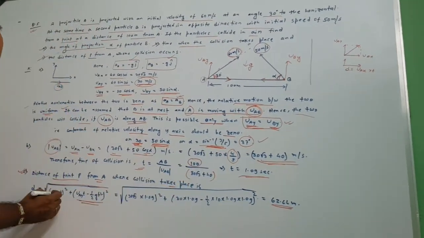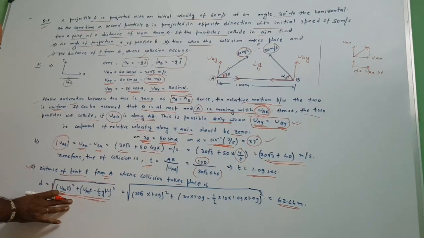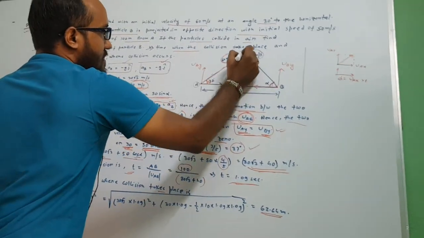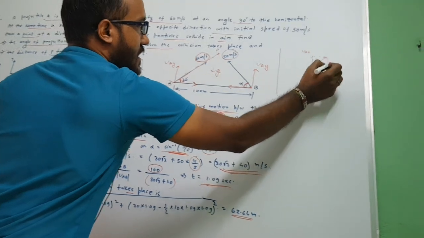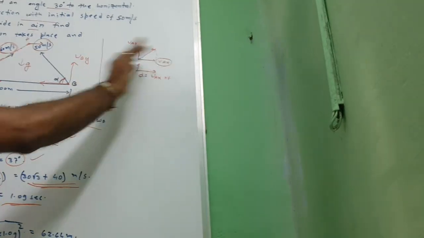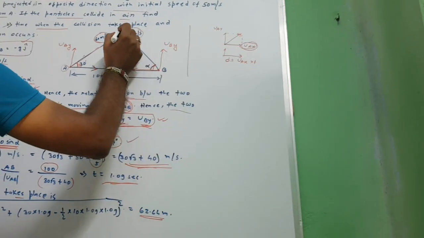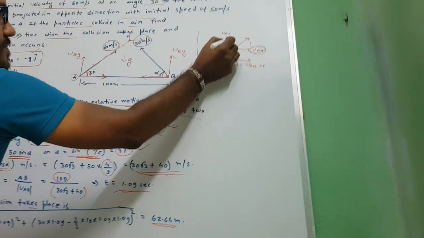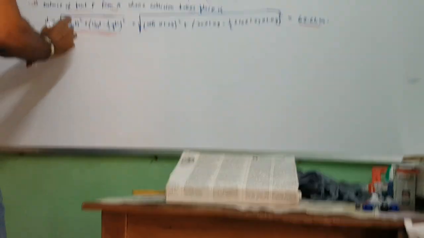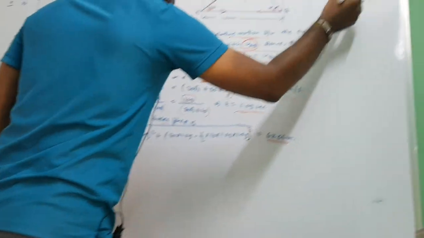Let us see if you have a problem calculating this distance. You have to find the distance from the point A to this P. Let us say the velocity at this position in the horizontal direction is uax, and the vertical velocity is uay. But we don't need velocity, we need distance. Distance is velocity multiplied by time.